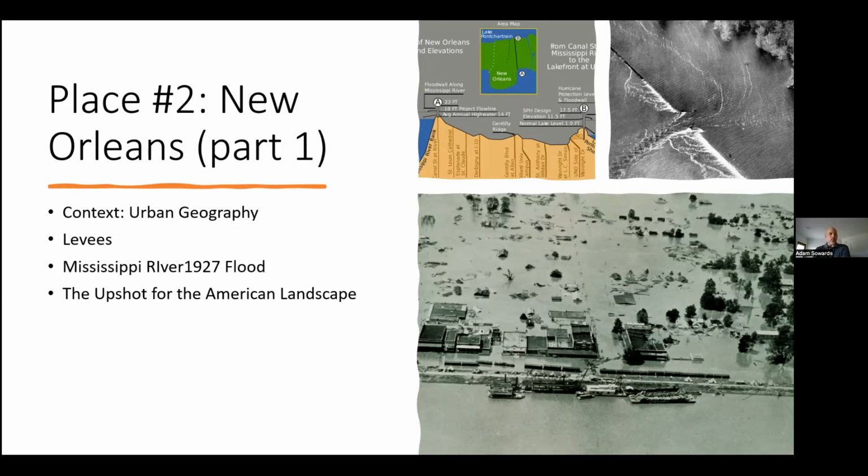But I think the upshot here is that New Orleans is an engineered city. All cities are to some degree, but maybe New Orleans is a little more than others. It's a place that thus is dependent on technology and dependent on luck. Of course, both of those things can fail. And so keep that in mind as we move forward.